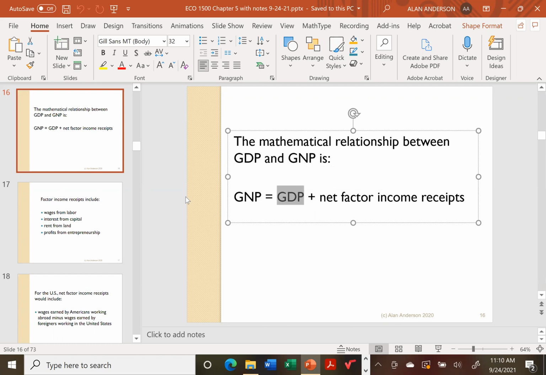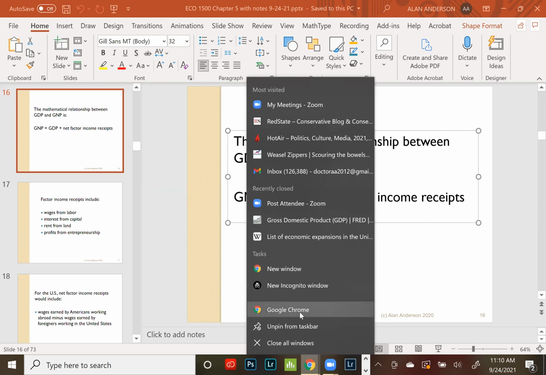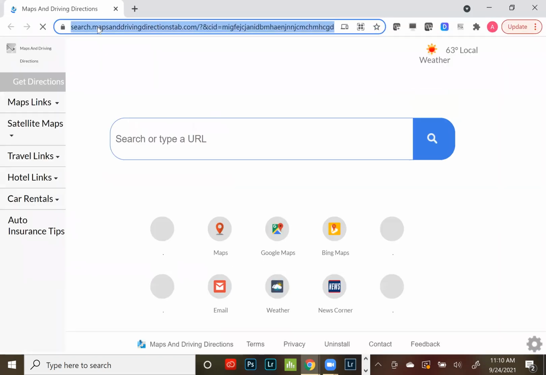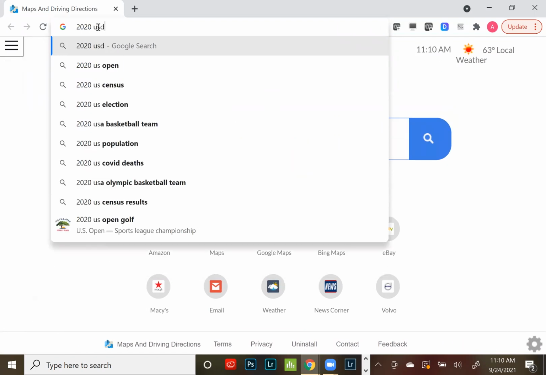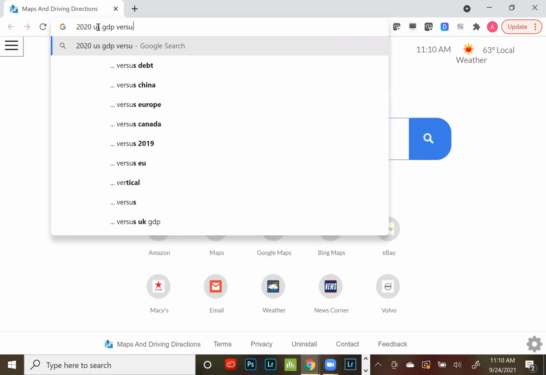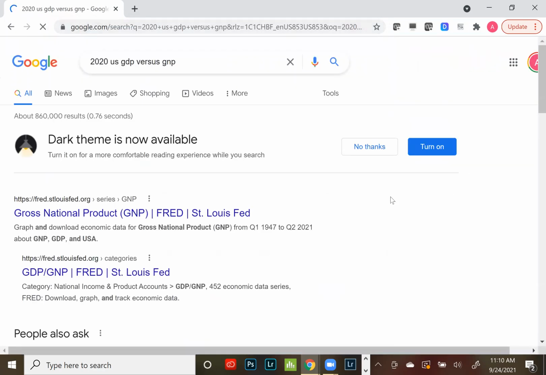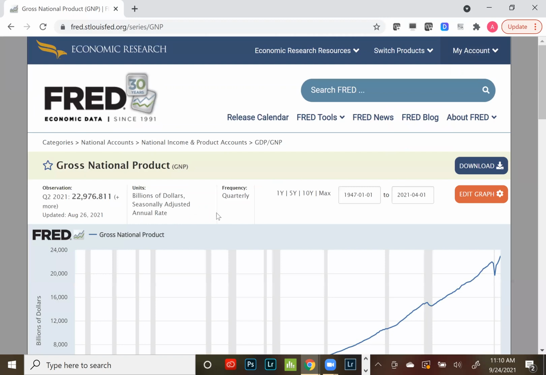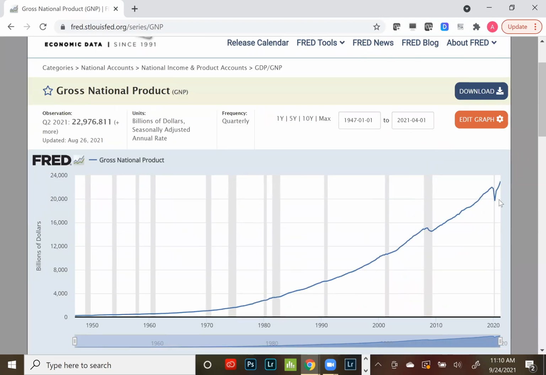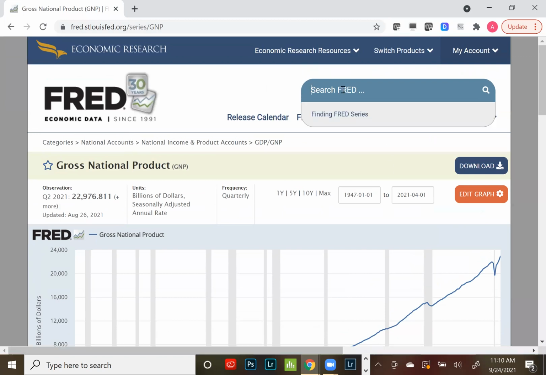Now, also, if you're wondering, the actual value of these two numbers is pretty similar for the United States. In fact, maybe we can find out what the difference is right now. It's still 2021, so we won't have that information just yet for 2021, but we can still look up the two numbers for last year. So here's GNP. About 22 point, just under 23 trillion. And now let's go and get GDP.